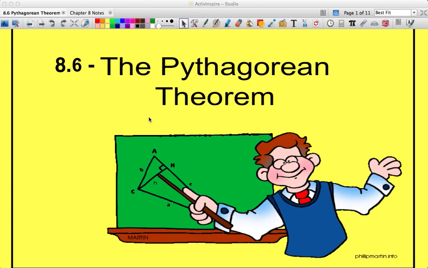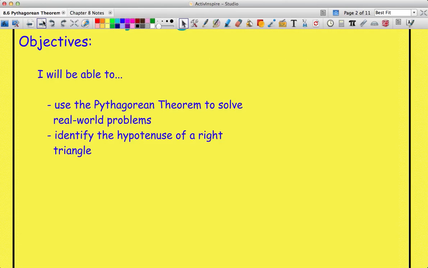Welcome to Lesson 8.6, the Pythagorean Theorem. Today's objectives: I will be able to use the Pythagorean Theorem to solve real-world problems, and I will be able to identify the hypotenuse of a right triangle.